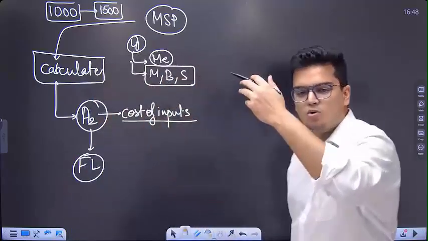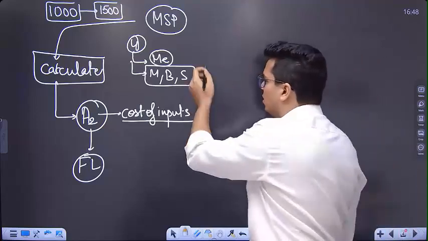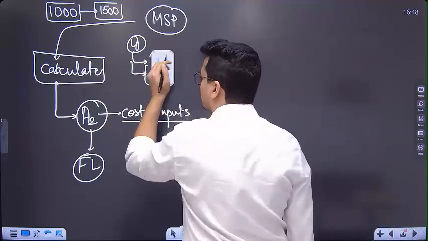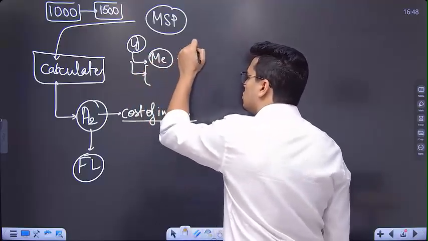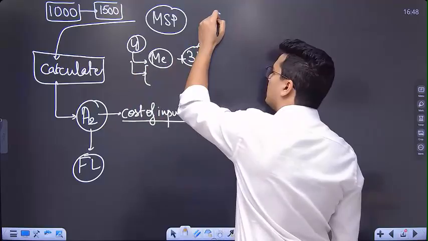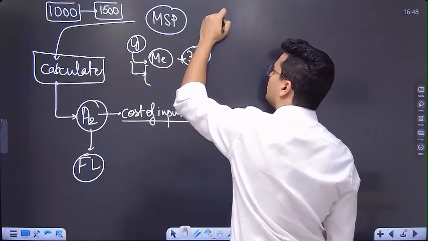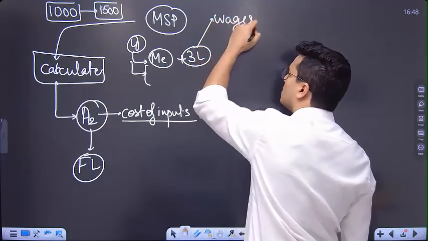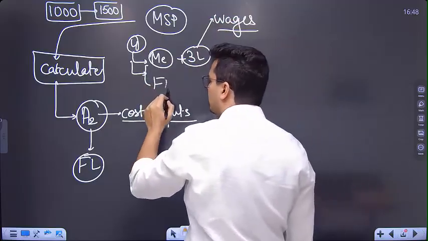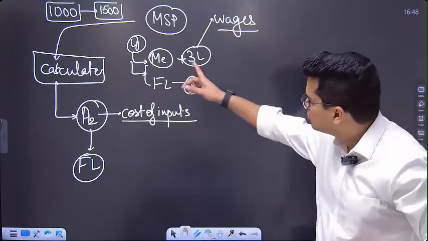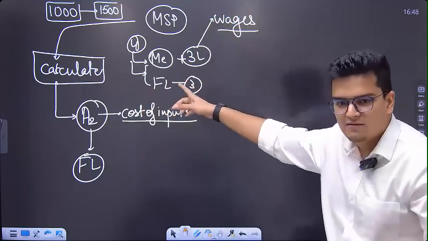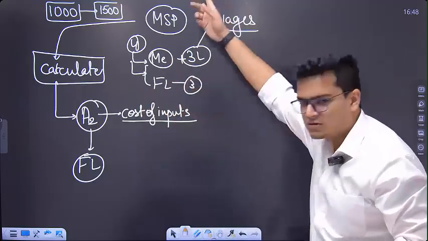If they were outside laborers, if I did not have anyone in my family who was working in the field, it was just me and I had hired 3 laborers, to these 3 laborers, I would have paid a salary, or rather, I would have paid some wages. But if I have family labor of 3, to them I am not paying any wage. Since I am not paying any wage to this family labor, I must impute the cost.